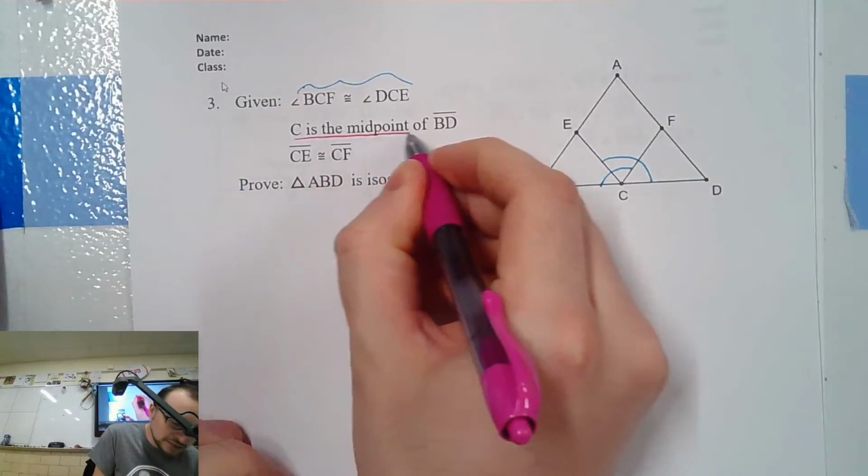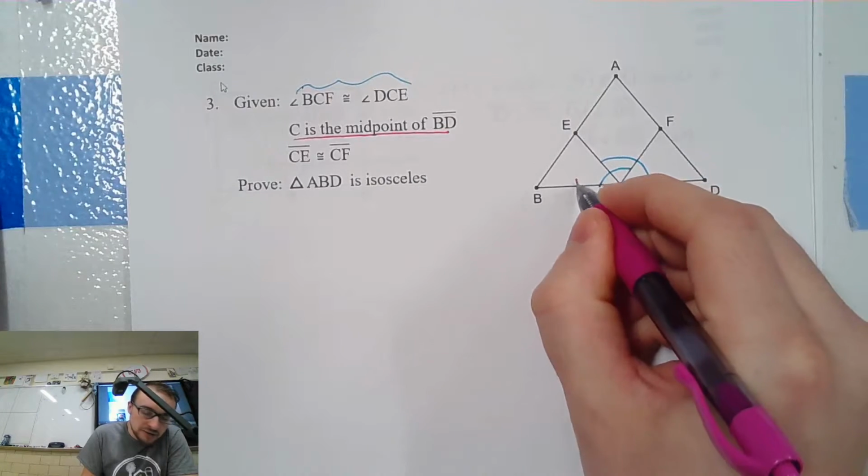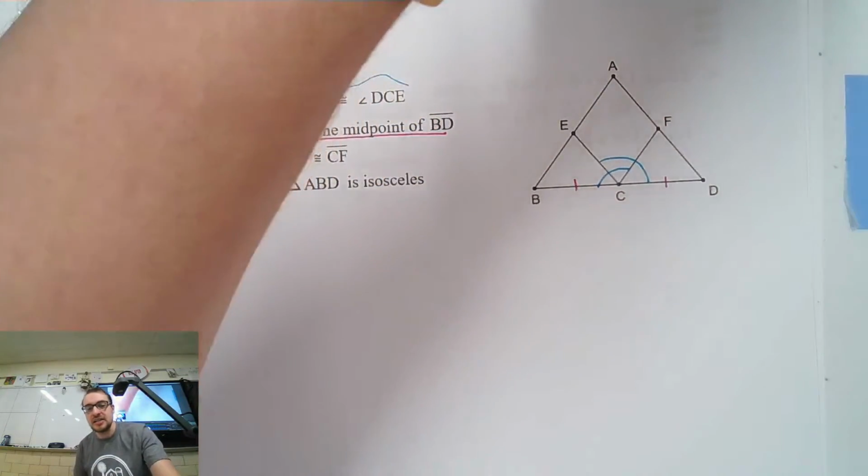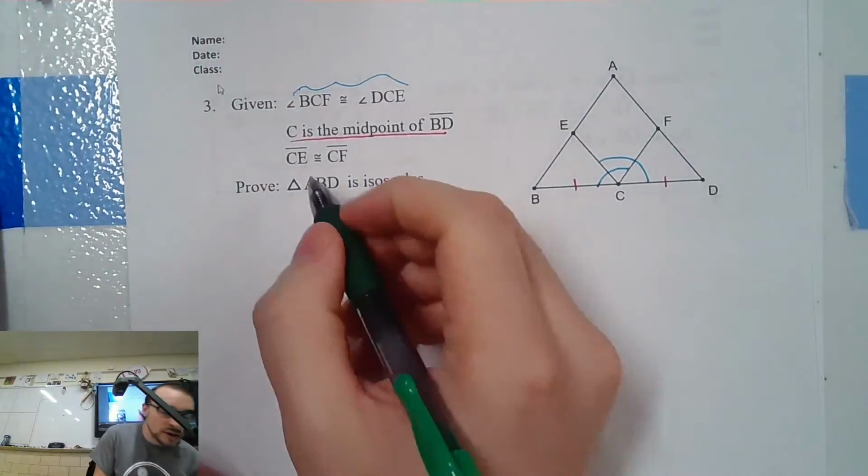It says C is the midpoint of BD. Well, if that's true, then it divides BD into 2 equal pieces that are congruent. And it tells you CE is congruent to CF.